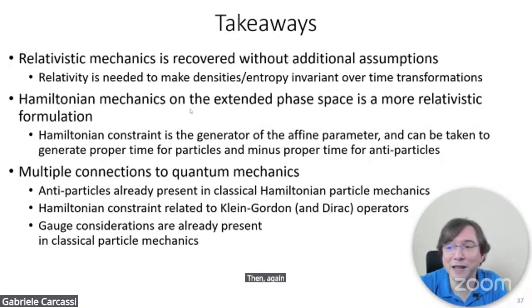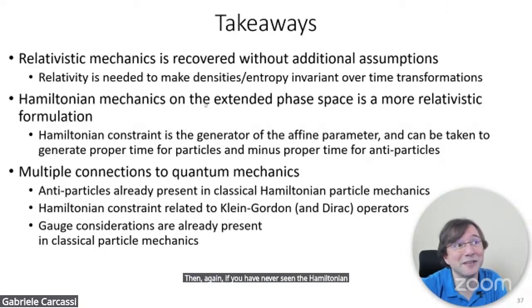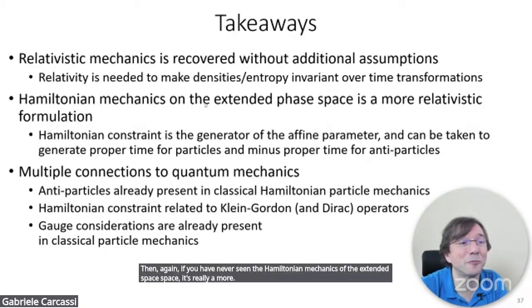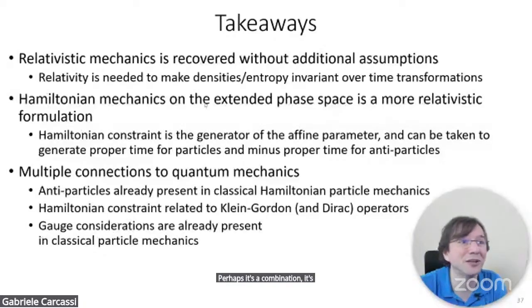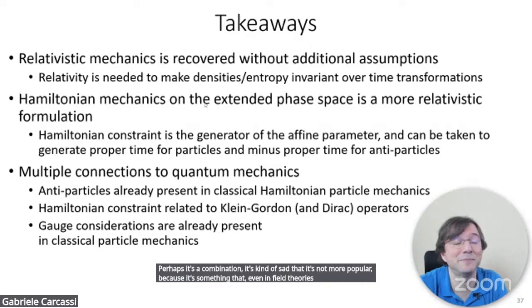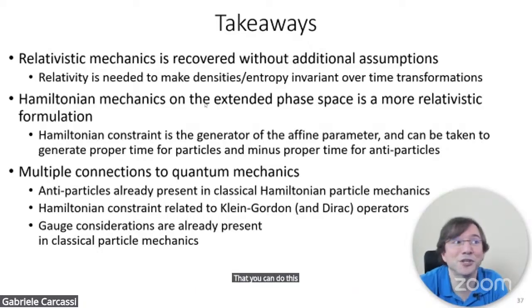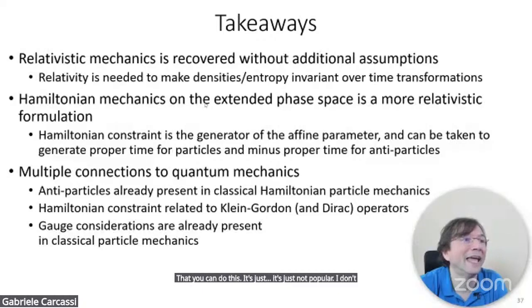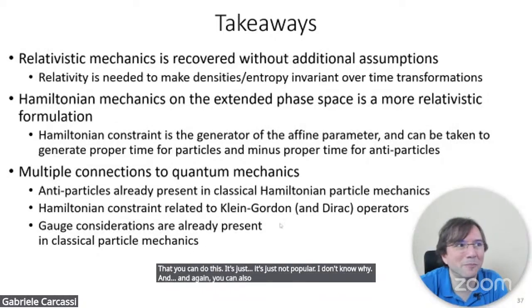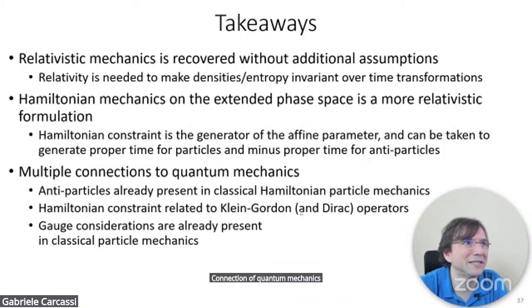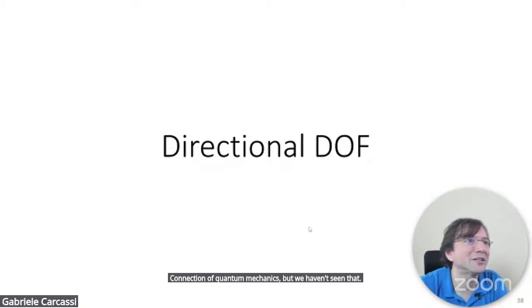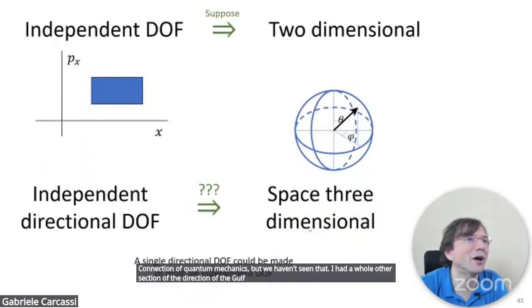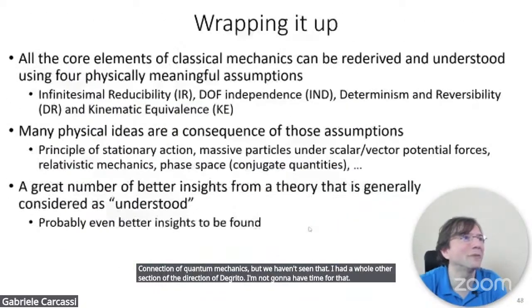If you have never seen it, the Hamiltonian mechanics of the extended space is really a more relativistic formulation. It's kind of sad that it's not more popular, because it's something that you can do even in field theories, and it's been known since the 40s. It's just not popular. I don't know why. And again, you can also make some connection to quantum mechanics, but we haven't seen them. I had a whole other section on the directional degree of freedom. I'm not going to have time for that, otherwise there's not going to be time for questions.